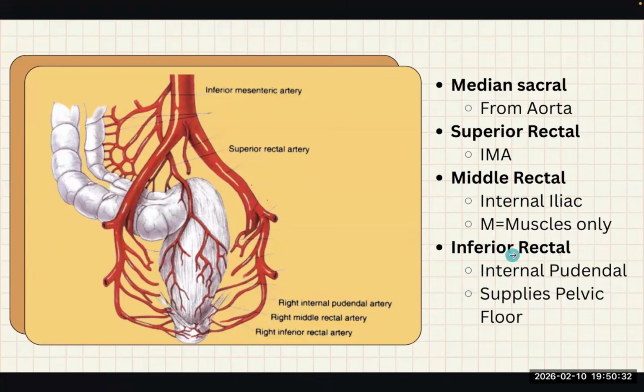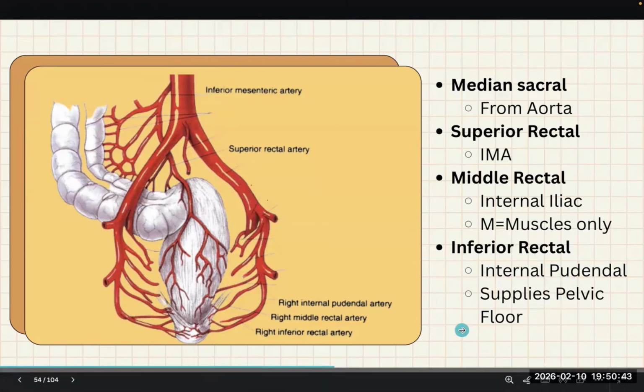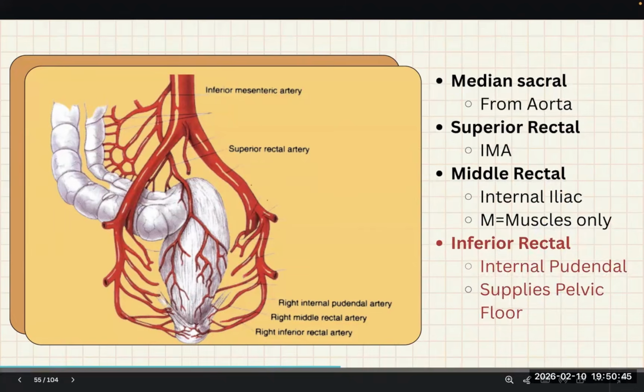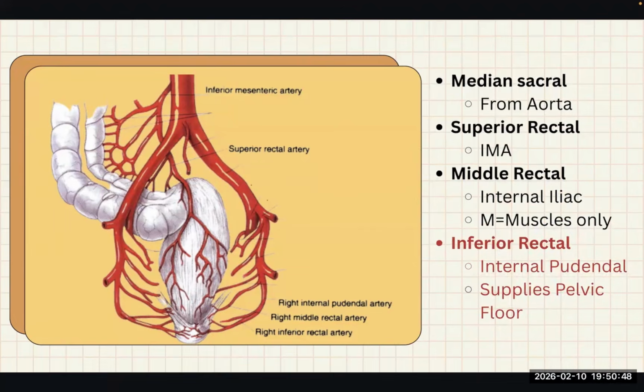Then the last one is the inferior rectal. Honestly, I have no mnemonic for this one, but it comes from the internal pudendal. P for pudendal stands for P for pelvic floor. And if you ask me, I'd say that the inferior rectal is the most important because it continues on with you to ERP and so on.